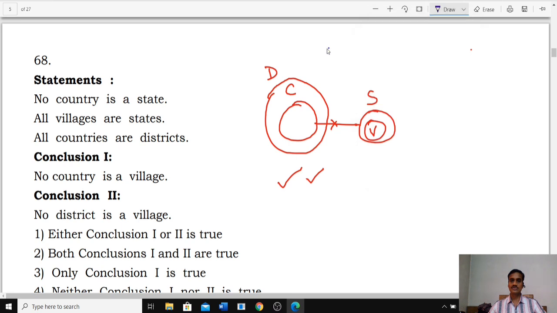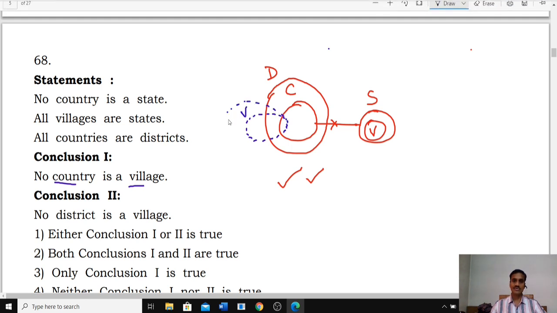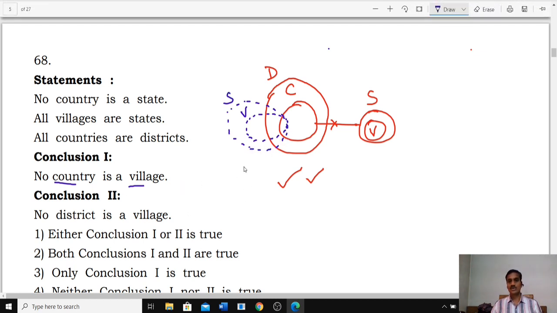As both the conclusions are true, to make this one false, no country is a village, now we need to write some of the countries are villages. Some countries are villages, and a country and a village should be written like this. All villages are states. Hence, we have proven some of the countries are villages.